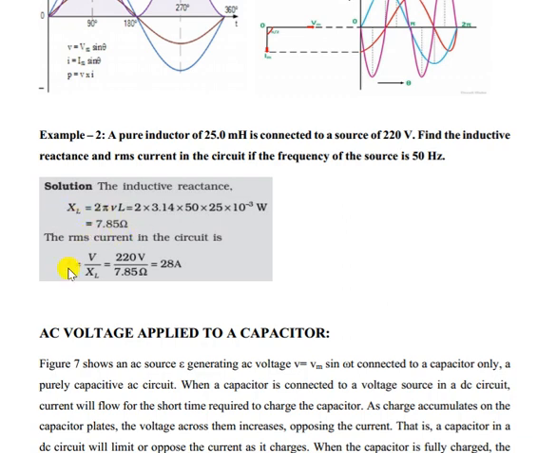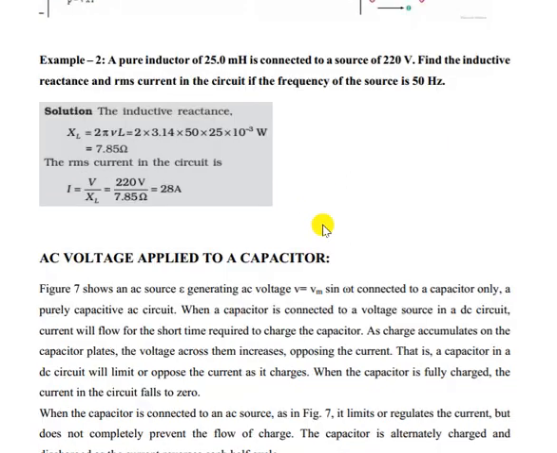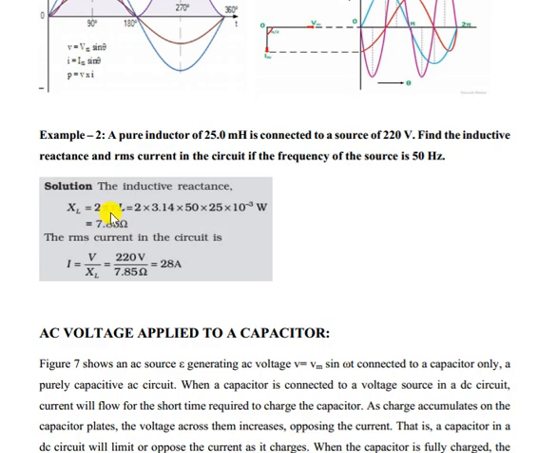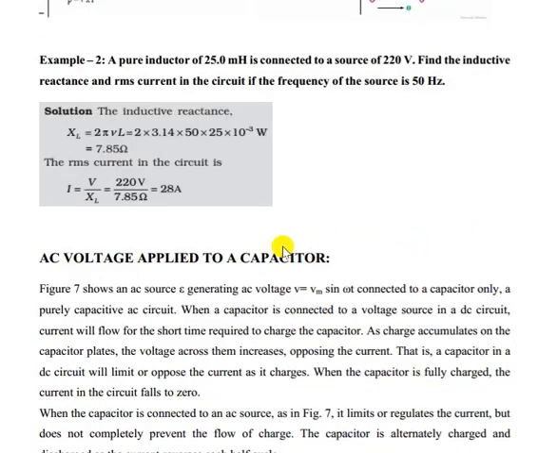So V equals I into XL, so I equals V by XL, and from V by XL you get the value of I. So from here we can remember that XL is nothing but omega L or 2 pi f L, and V we can write as I XL also.